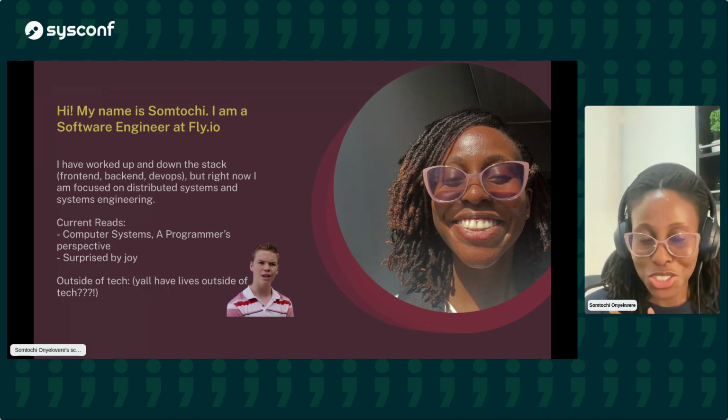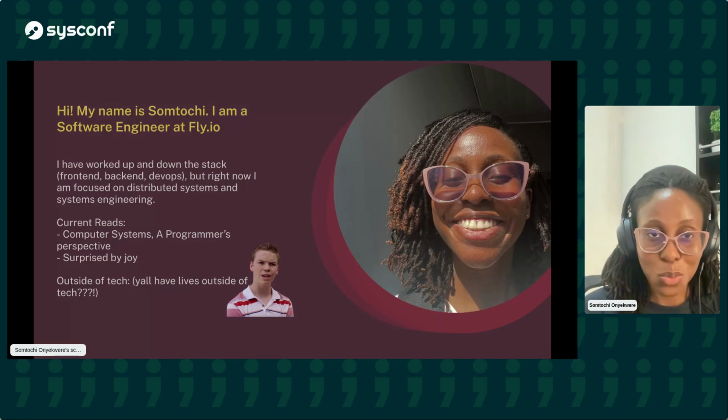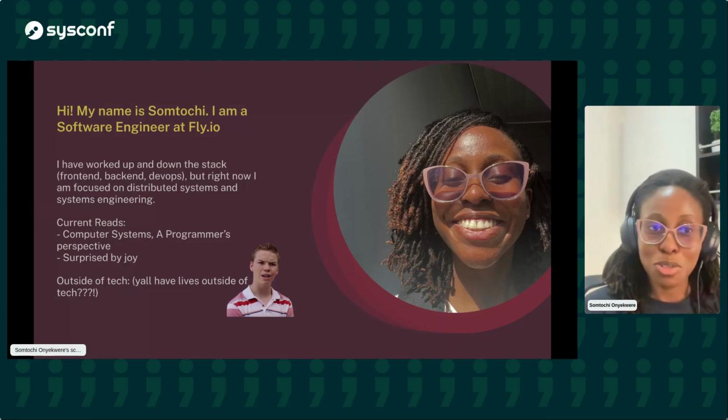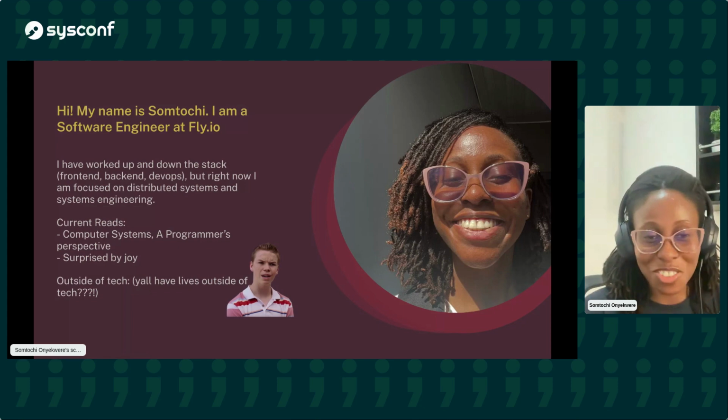So just a little bit about myself. My name is Sumtochi Onyekure. I'm currently a software engineer at Fly.io, where I work on a distributed system called Corrosion that is open source and written in Rust. Throughout my career, I've worked up and down the stack. I originally started out as a front end dev, but right now I'm doing more systems engineering, distributed systems, and networking. Hence I'm at SysConf. I really love what is being done at this conference.